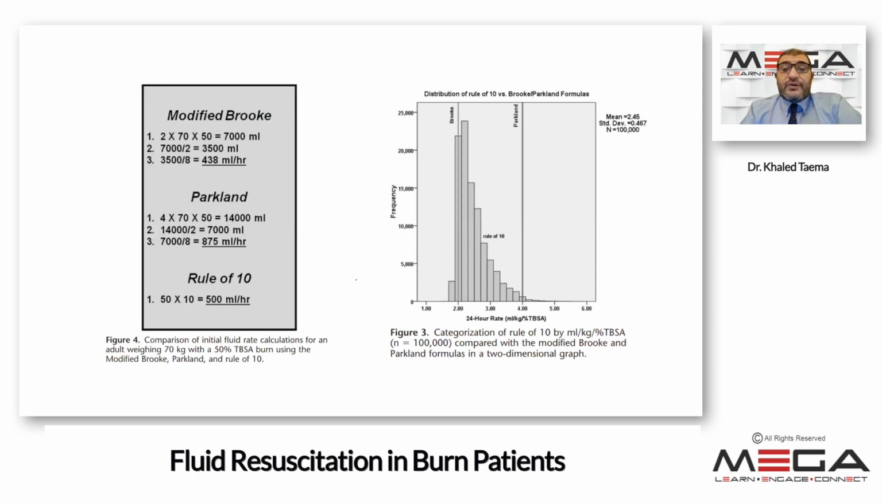On this formula, the rule of 10 compared to either the 4 milliliter per kg of the Parkland formula or the 2 milliliter per kg of the modified Brooks formula, most of the patients slide in between them, mainly close to the modified Brooks formula.